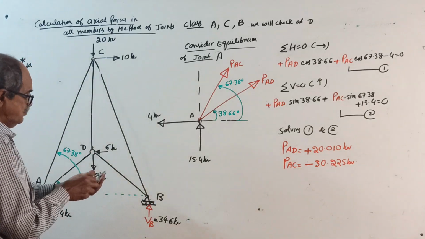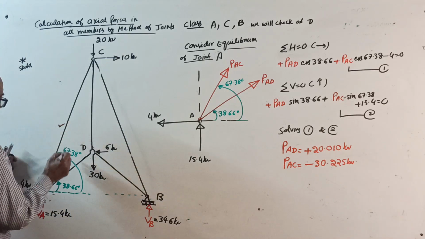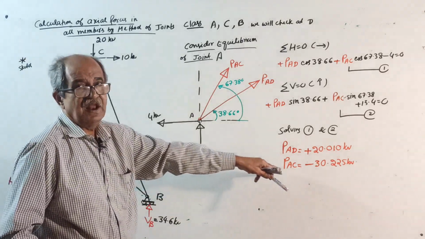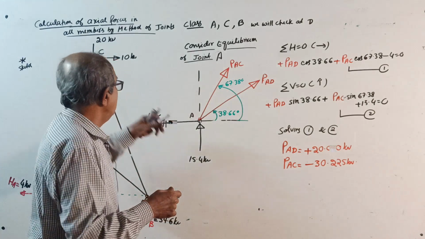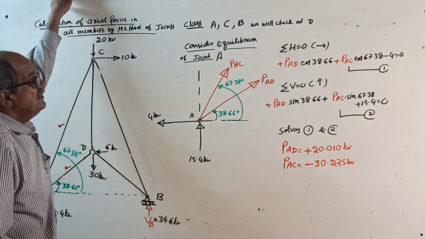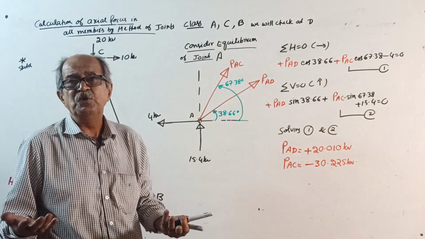As soon as I finish A, what will happen? I will get force in this member and force in this member. When I finish A, I got the answer already. But one thing, both are inclined, so a simultaneous equation will come. We cannot do anything. Anyway, you can solve using a calculator.